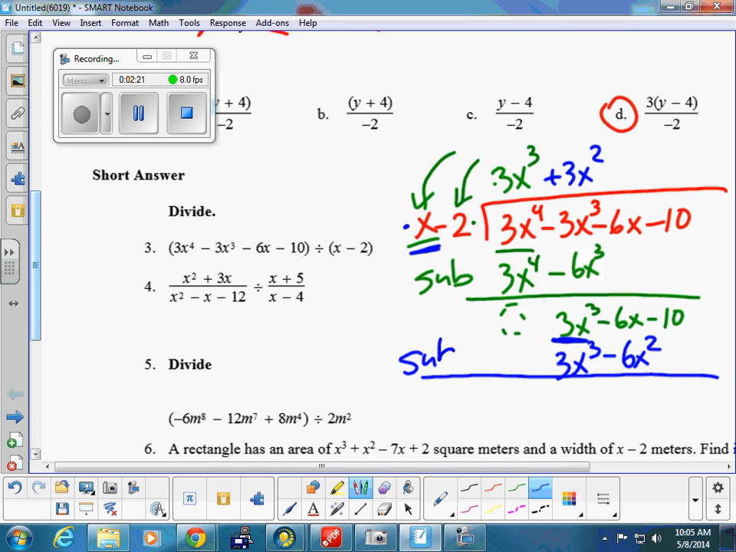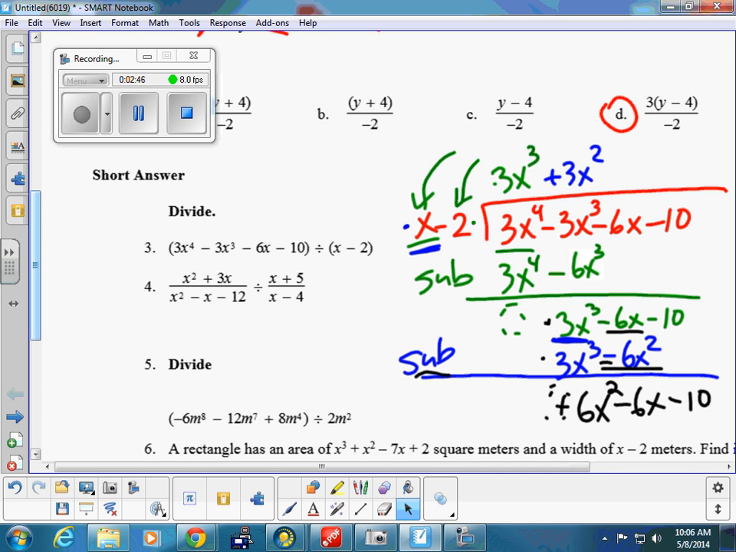We're going to subtract. These two terms are alike. That's 0. However, these two terms are not alike. So it comes down and we're still subtracting. So this becomes 6x squared because a negative and a negative is a positive. So it's positive 6x squared minus 6x minus 10. So be careful there.